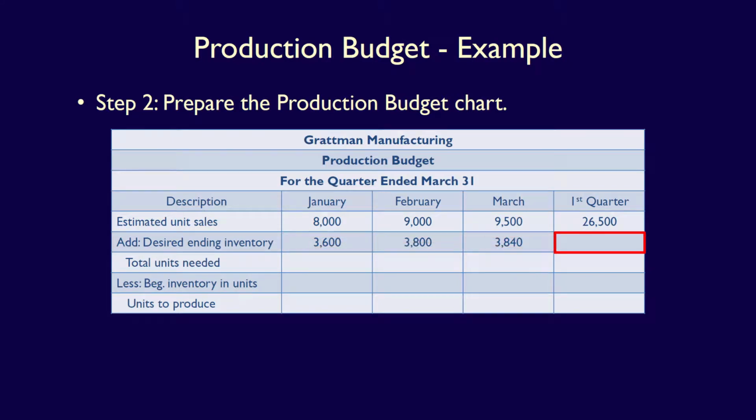Consider that the quarter covers the period from January 1st to March 31st, with March 31st as the last day in the first quarter. Given that, the ending inventory for the quarter is equal to the ending inventory for March, which is 3,840 units. It's important to recognize that the quarter is a period of time, similar to a month, but made up of 3 months, which is why the desired ending inventory for March is equal to the desired ending inventory for the first quarter, which ends on the same day in March, March 31st.